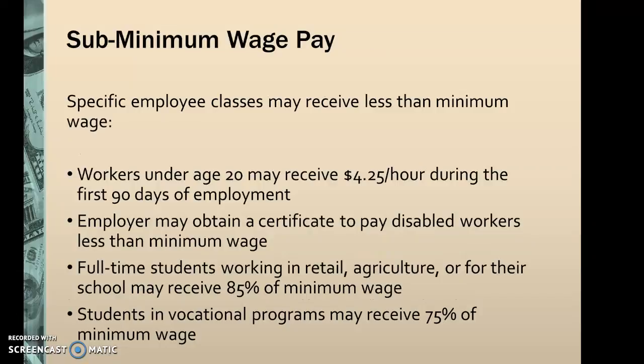All right, sub-minimum wage pay: specific employee classes may receive less than minimum wage. Workers under the age of 20 may receive $4.25 per hour during the first 90 days of employment, and this is on page 101 in your book. The employer must obtain a certificate to pay disabled workers less than the minimum wage. Full-time students working in retail, agriculture, or further school may receive 85% of the minimum wage, and students in vocational programs may receive 75% of the minimum wage.